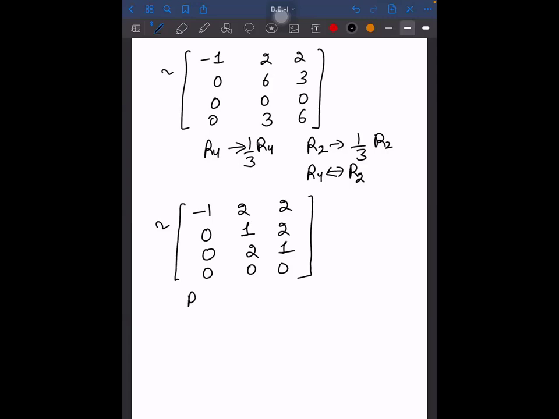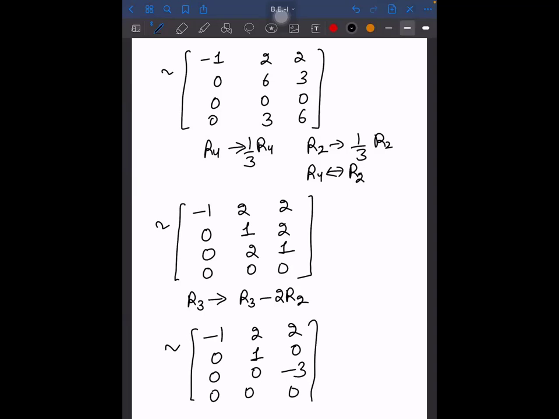So you operate on R3 minus 2 times R2. So this will become minus 1, 2, 2, 0, 1, 2, 0, 0, and 2 times 4, 1 minus 4, that is minus 3. So 0, 0, 0. So now you are sure that it cannot contain more than 3 vectors. That is true. But even a lesser amount can be there, right? A subspace can have dimension 2, can have dimension 1, right?